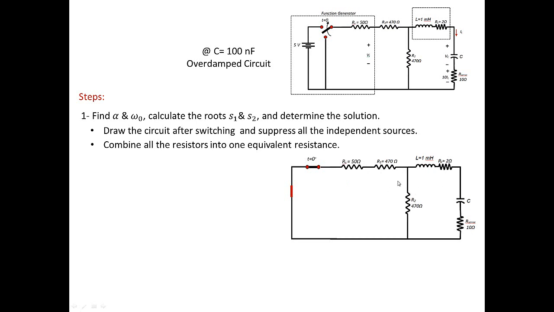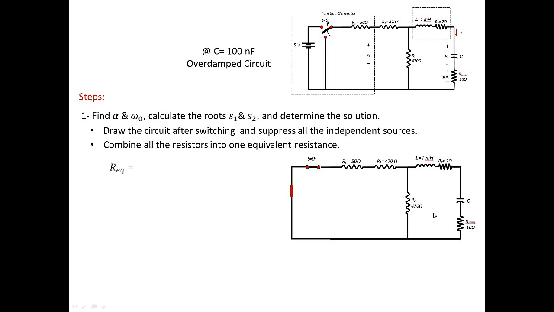The equivalent resistance is going to be in series with the inductor, which is in series with the capacitor. Clearly, this is a series RLC circuit. In fact, that is so intuitive because you can see that the inductor is in series with the capacitor, and those resistors can be combined into one equivalent resistance.